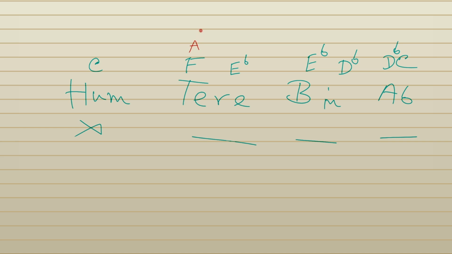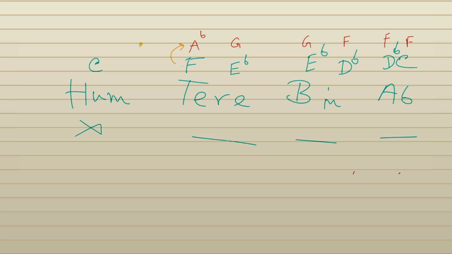So for F, I'm proposing a harmony of A flat. For E flat, I'm proposing a harmony of G. For D flat, let us take it to F. And for C as well, we might continue to let it be at F. F to A flat is 3 semitones. E flat to G, 4 semitones. Same here, D flat to F, 4 semitones. C to F is 5 semitones.